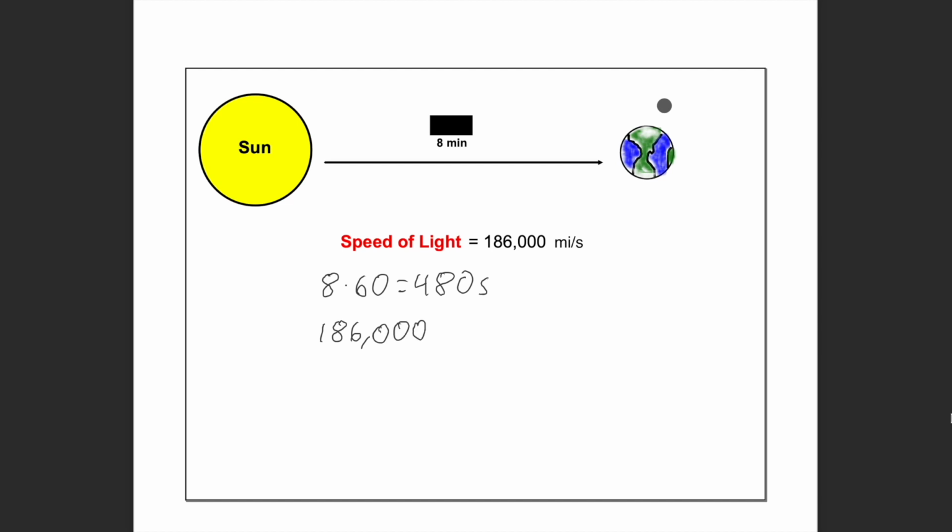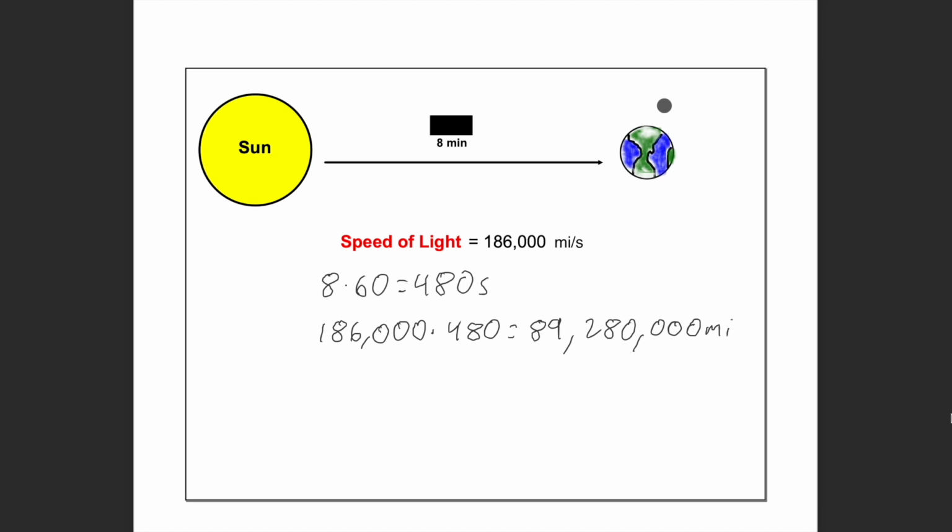186,000 times 480, which is 89,280,000 miles. That's a pretty big number. And instead of saying 89,280,000, we can shorten that using scientific notation.